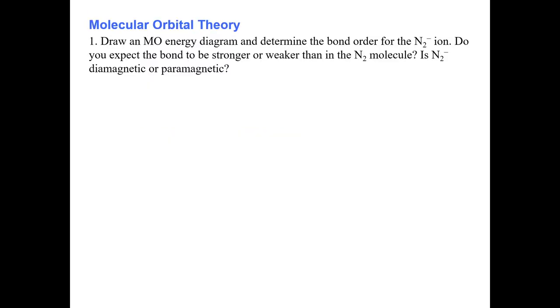Here we're looking at the N2 minus ion. You need to draw out the molecular orbital diagram to figure out which bond is stronger, the one in N2 minus or N2. And then you need to figure out if N2 minus is diamagnetic or paramagnetic. So please pause the video, draw out the diagram with all the valence electrons, and when you're ready for the answers, click play.